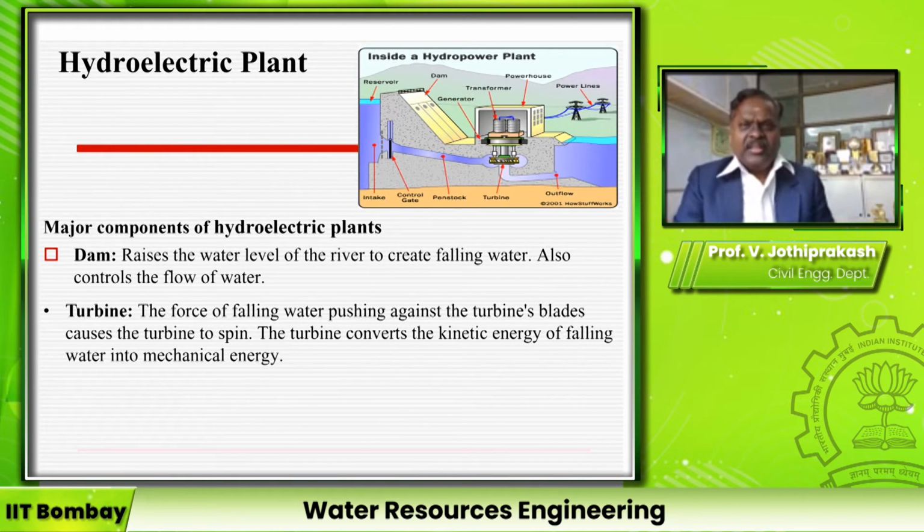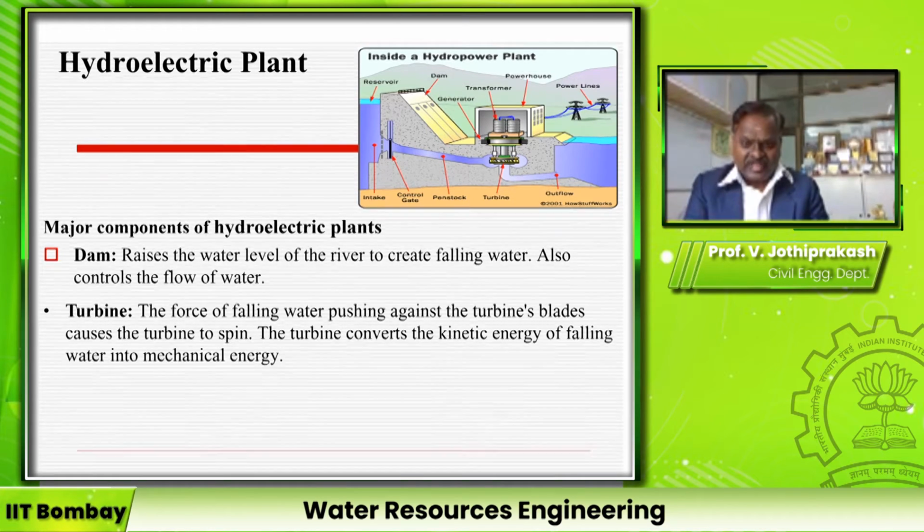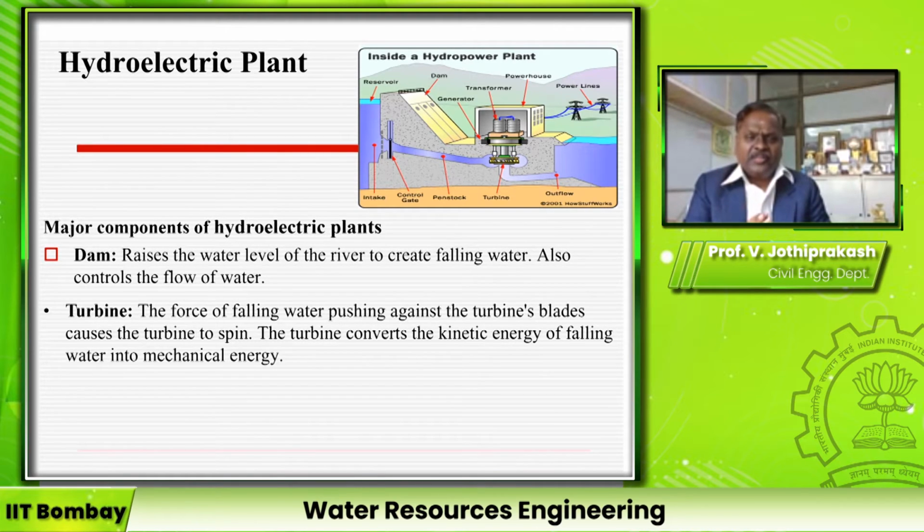So a turbine is a hydroelectric machine which converts the kinetic energy into mechanical energy. It means the kinetic energy rotates the turbine, and this turbine converts it into mechanical energy in the shaft rotation, and this mechanical energy is in turn converted into electrical energy.